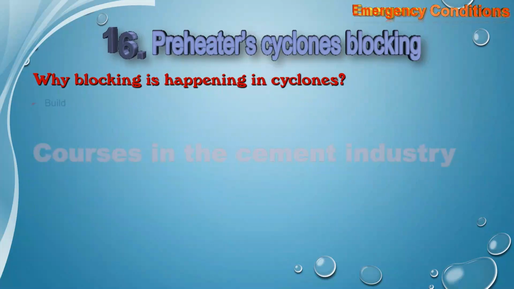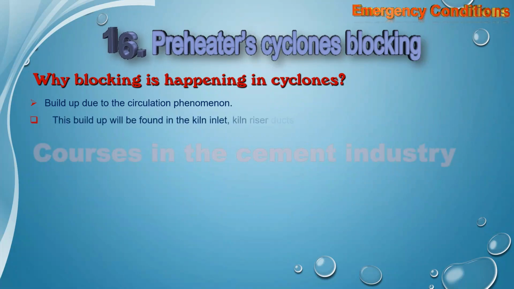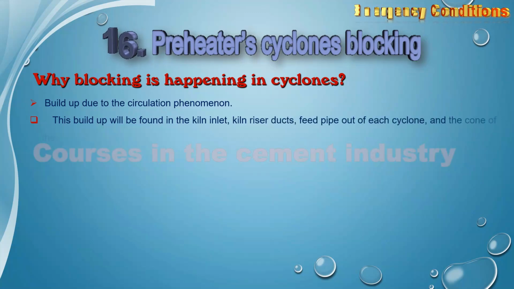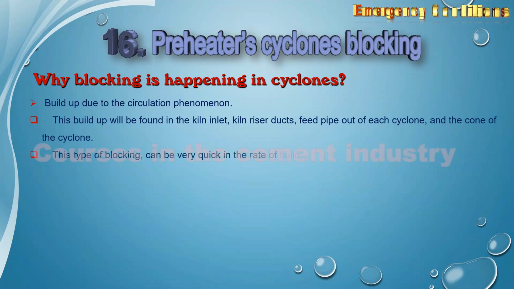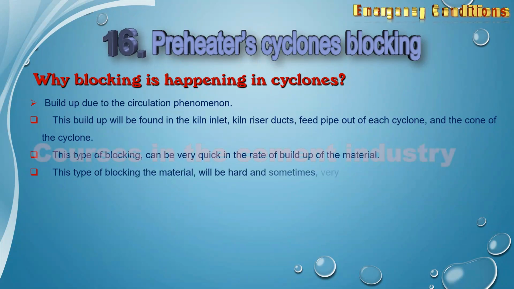2. Build-up due to the circulation phenomenon. a. This build-up will be found in the kiln inlet, kiln riser ducts, feed pipe out of each cyclone, and the cone of the cyclone. b. This type of blocking can be very quick in the rate of build-up of the material. c. In this type of blocking, the material will be hard and sometimes very solid and hard to break.